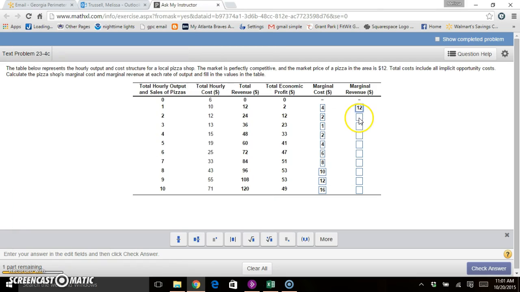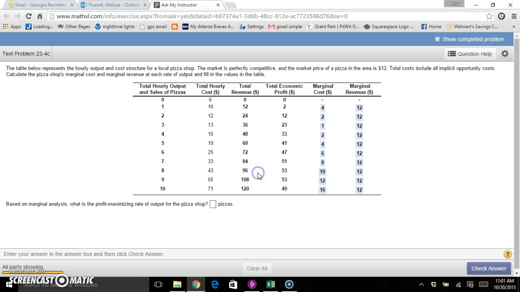So 12, 12, 12. And that's really because I'm charging $12 per pizza. So every additional pizza I sell, I make $12 more. Makes sense. All right, we should be good.